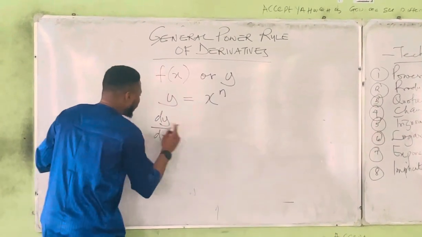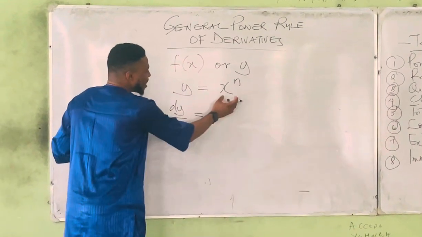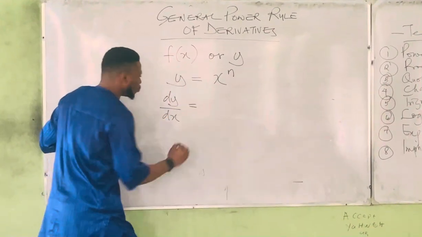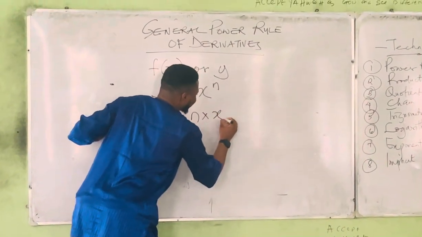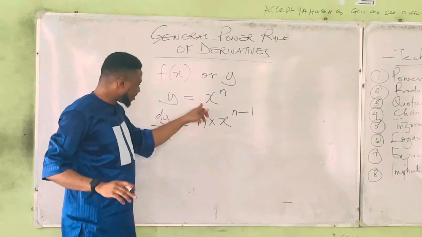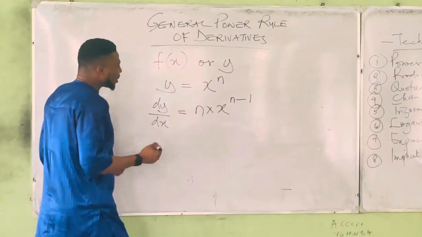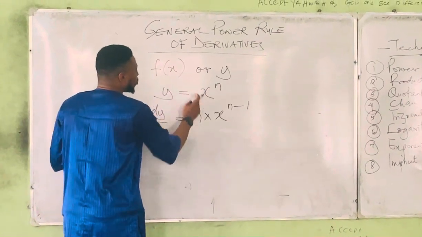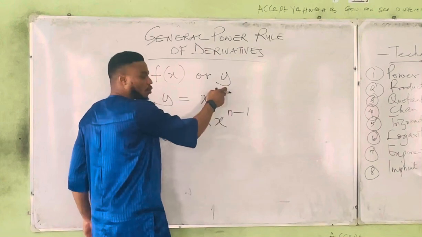So it means that dy over dx will now be equal to, now this n you're seeing here is the power, x is the variable. So what do you have to do? You say n times x raised to power n minus 1. n times x raised to power n minus 1. Alright? So what it means is that you bring down your power, you multiply it by the variable x, and you subtract 1 from your power.